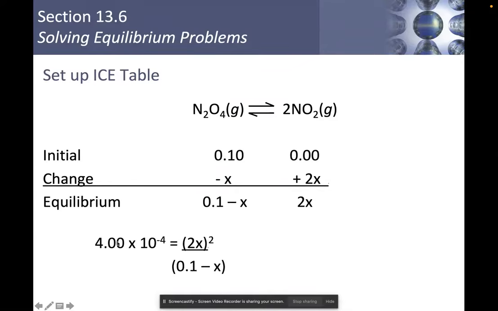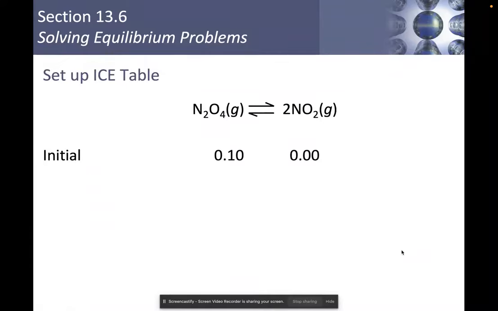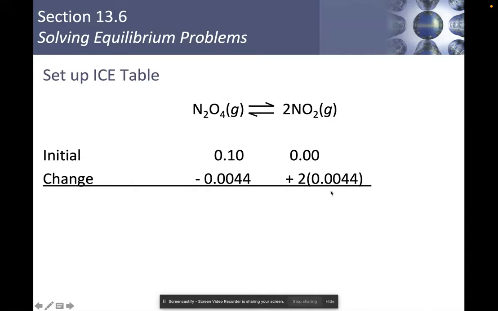I can plug all of this in. That was my actual value for K, 2x squared. So in reality, 4x squared would be what this would actually be equal to, over 0.1 minus x. Again, x, I'm not going to go through any quadratic stuff. You end up getting 0.0044. Not what it was asking for, though. So now I actually have to calculate it. So 0.1 minus 0.0044, that gives me 0.096 moles per liter. This I would have to do double, so 0.0088 moles per liter. Now, this is the exact answer for this.